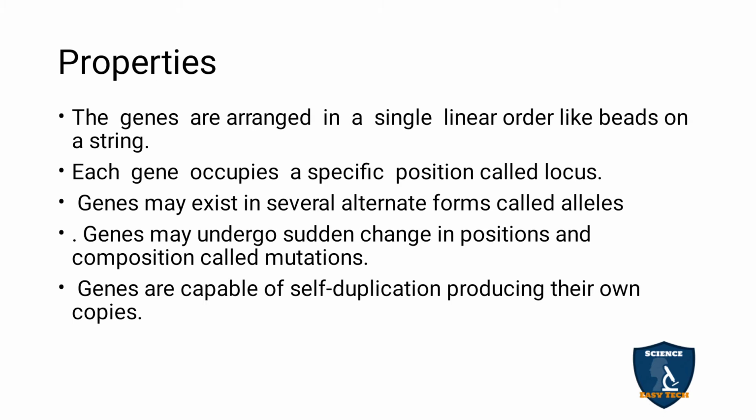And genes may exist in several alternative forms. So the genes can change. That is, they can have so many alternate forms. The genes have alternate forms. That is called alleles. So we have discussed about ABO blood groups: IO, IA, IB, like that. So several forms of genes are there. That is called alleles.